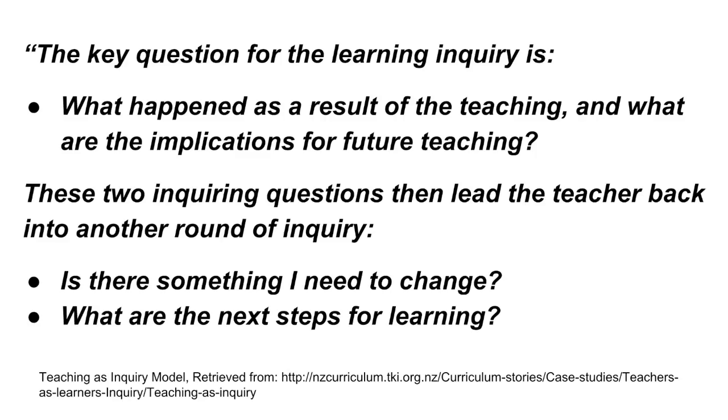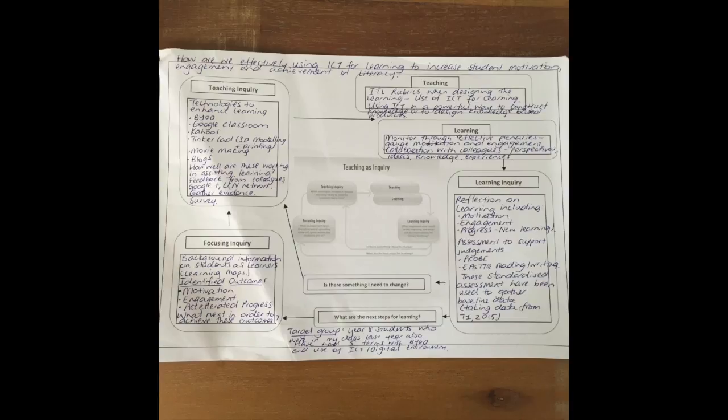As stated by the Teaching as Inquiry model, the key question for the learning inquiry is, what happened as a result of the teaching and what are the implications for future teaching? These two related questions then lead the inquiring teacher back to another round of inquiry. Is there something I need to change? What are the next steps for learning?